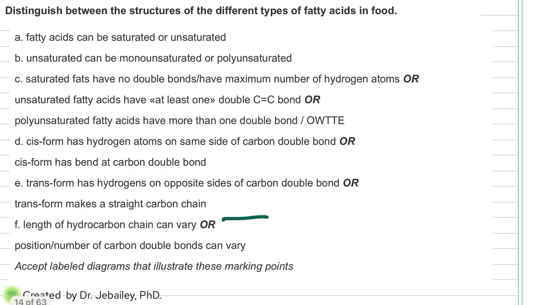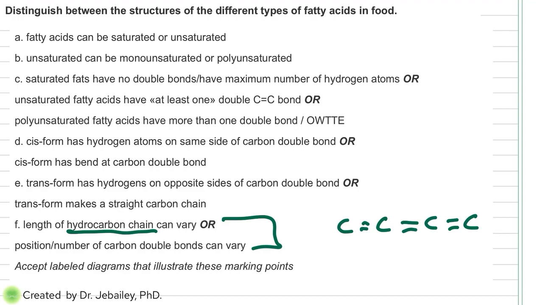And then the last thing is the length. The length of the hydrocarbons, that means the chain like this, varies between different types of fatty acids. Also, the double bond, is it here? Oh no, maybe it's here. Oh, maybe it's there. You don't know if it's in the first or the second or third carbon and so forth.